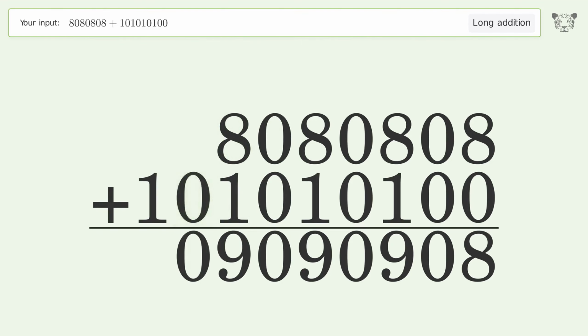Write 0 in the 10 millions place. Write 1 in the 100 millions place. And so the final result is 109,090,908.